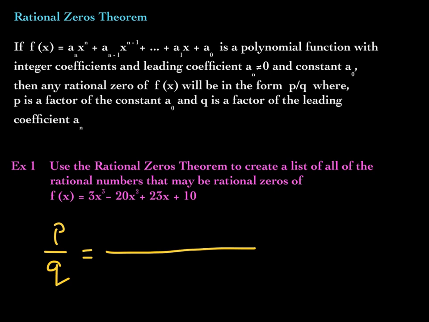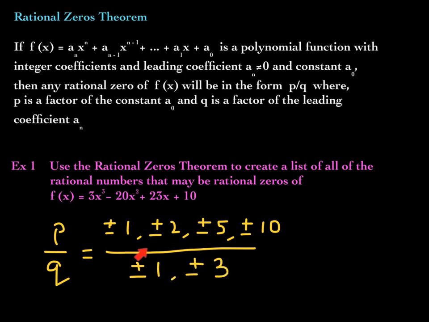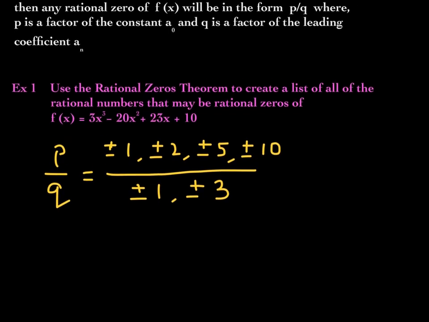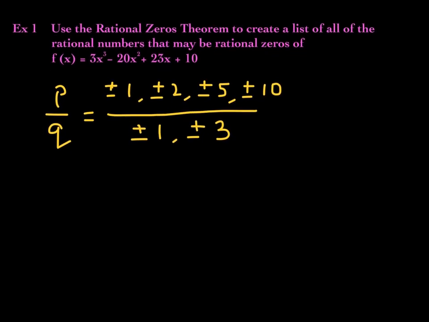So the factors of 10 are plus or minus 1, plus or minus 2, plus or minus 5, plus or minus 10. The q here, the denominator, are factors of the leading coefficient. The leading coefficient is 3. So the factors of 3 are plus or minus 1, plus or minus 3. So these quotients here give you all of the possibilities when it comes to rational zeros for this function. So now all we have to do is simplify. Let me move the screen up, okay? So that's what it means, the Rational Zeros Theorem.